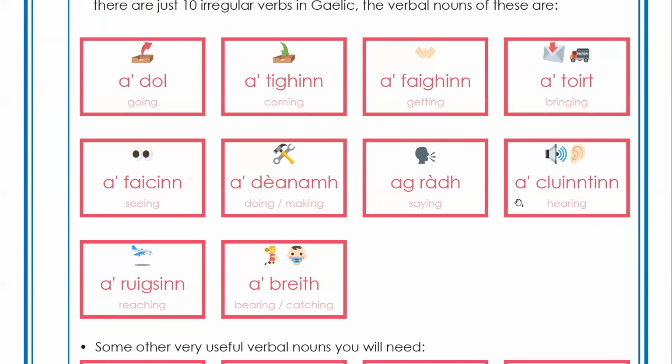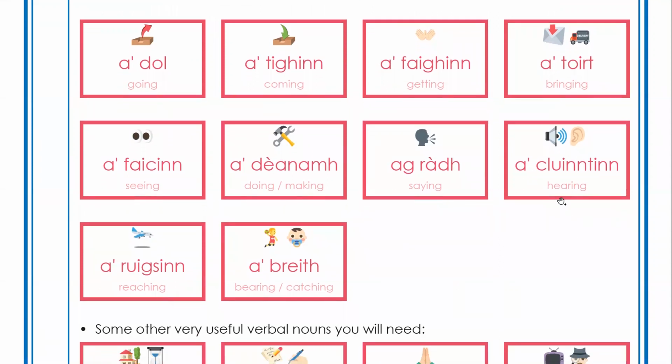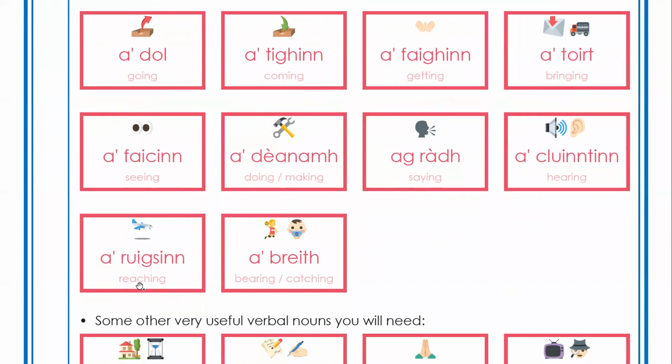For hearing, we have a cloinchin. Je hau a cloinchin, ha mi a cloinchin. Hearing, a cloinchin. For reaching or arriving also can be used in that sense, a rugshin.